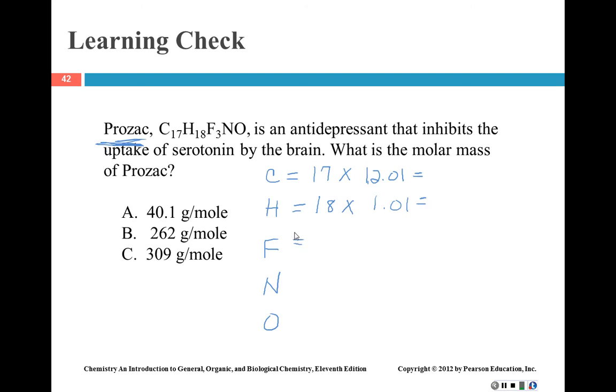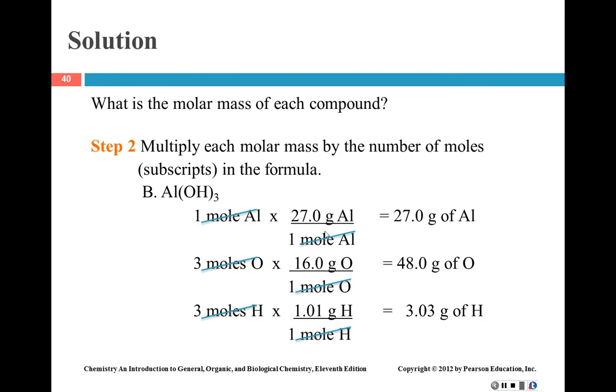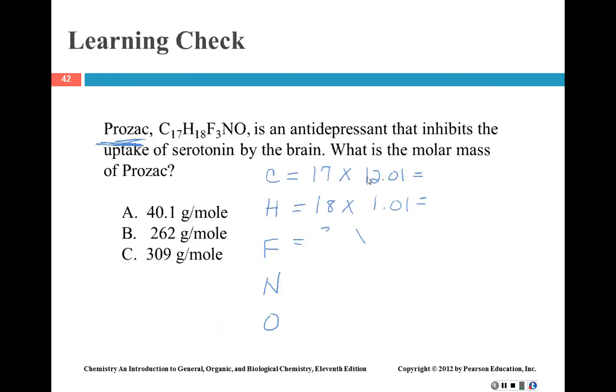Fluorine, which is number 9, is 19. Oops, I don't have 19 of them. I have 3 of them. Let me see if I can erase this. Ooh, I did. So proud. All right, so 3 times 19. I've got 1 nitrogen and 1 oxygen. I remember oxygen is 16. Some of these you'll use so much that you'll remember. And I think nitrogen's 14. Yeah, 14.01 if we're being exact.